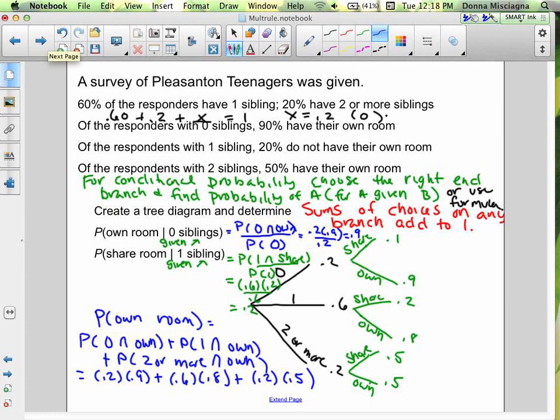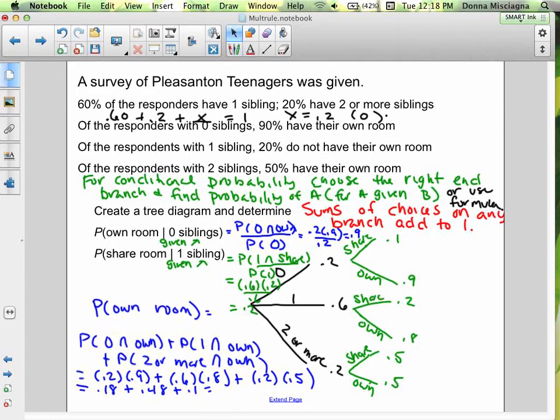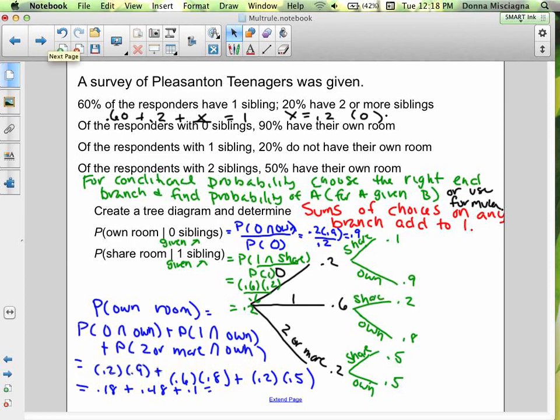Remember, anytime, so here's a way you can check if you make a mistake. If you ever get a probability more than 1, then you are wrong, because probability has to be less than or equal to 1. So 0.2 times 0.9 is 0.18. These are easy numbers. 0.6 times 0.8 is 0.48. And 0.2 times 0.5 is 0.1. And if we add those together, I wonder if I can move it up just a tad. I'm just a little concerned making sure you can see it.